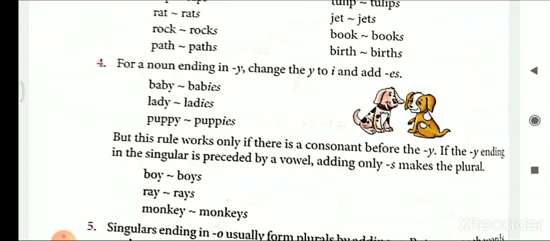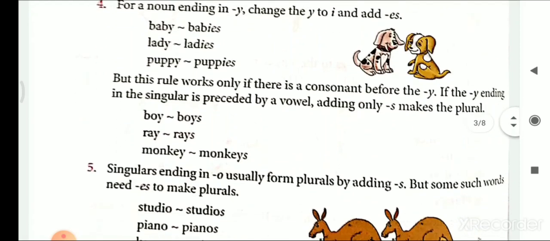Let's see the fourth point, that is, for nouns ending in y, change the y to i and add es. So when a noun ends in y, in order to make it plural, we have to convert y to i and add es. See the example, baby, babies. Here the y is changed to i and es is added in order to make it plural.